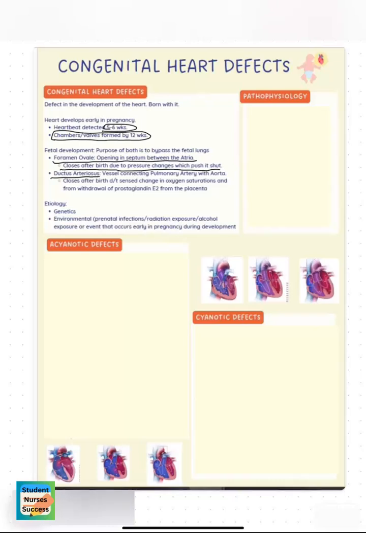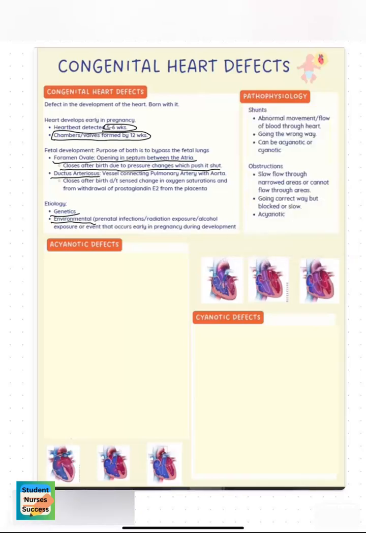Now, what are the causes of congenital heart defects? One can be genetics, and the second is environmental. We know that prenatal infections, maybe radiation exposure, alcohol exposure, or some type of event that occurs early in the pregnancy can alter the development.